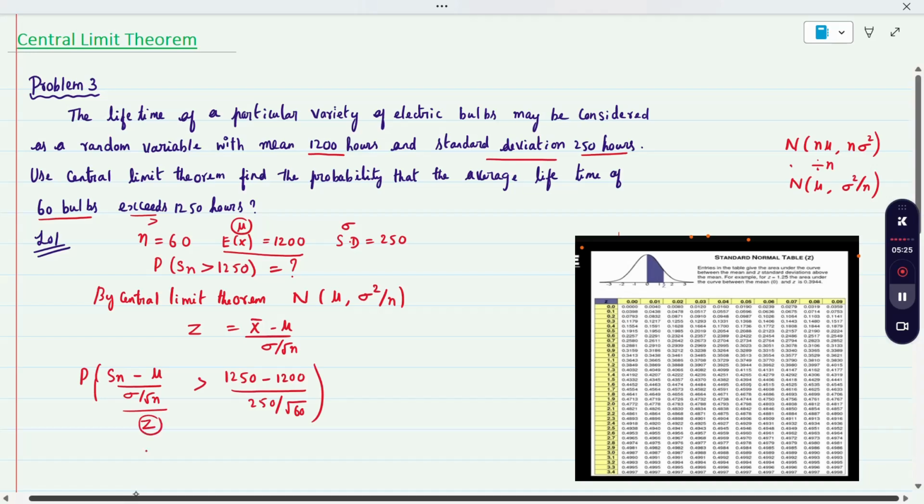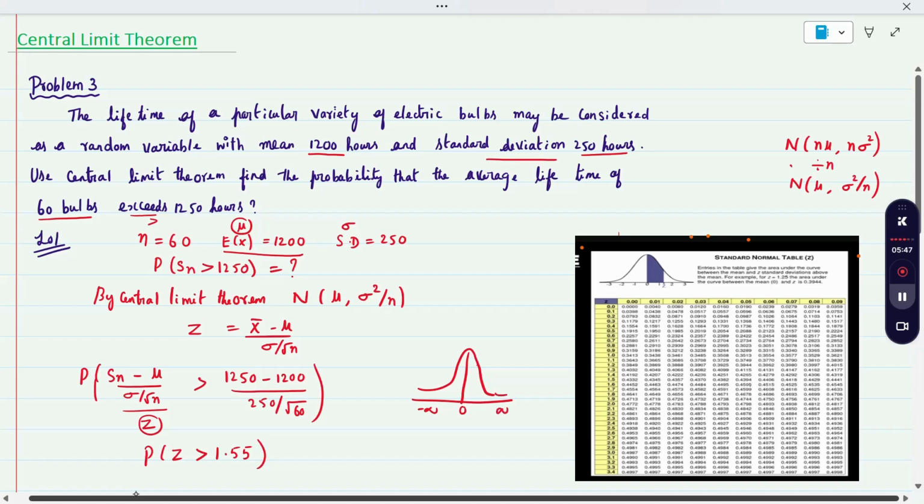So this fully is Z. Probability of Z is greater than, so calculation when I do 50 divided by 250 divided by 60 is nothing but 1.55. Immediately you have to draw a rough diagram for this. Then only you know where is the region.